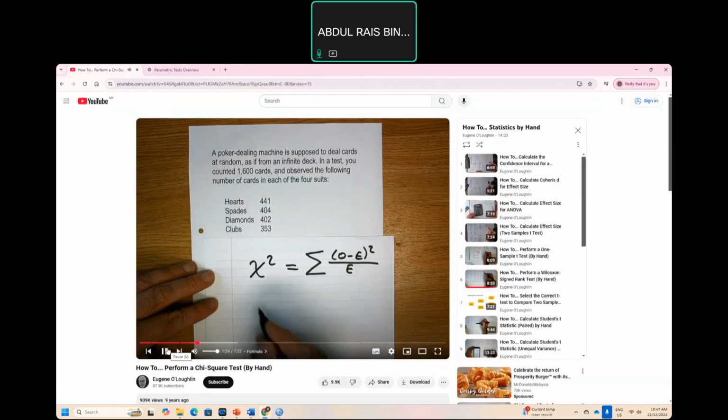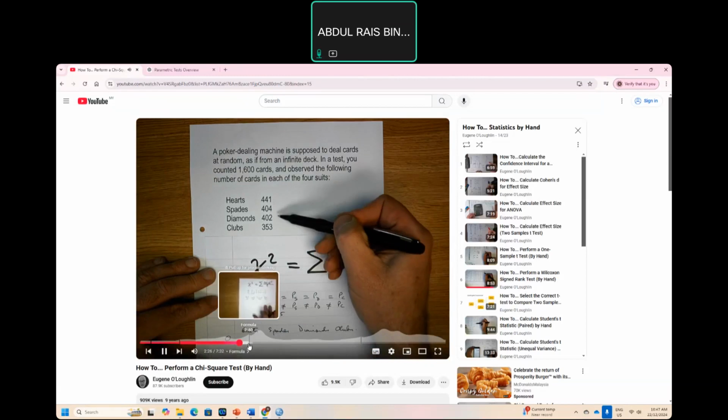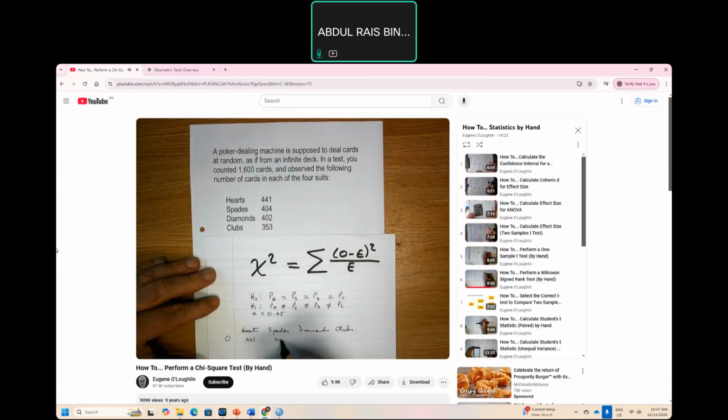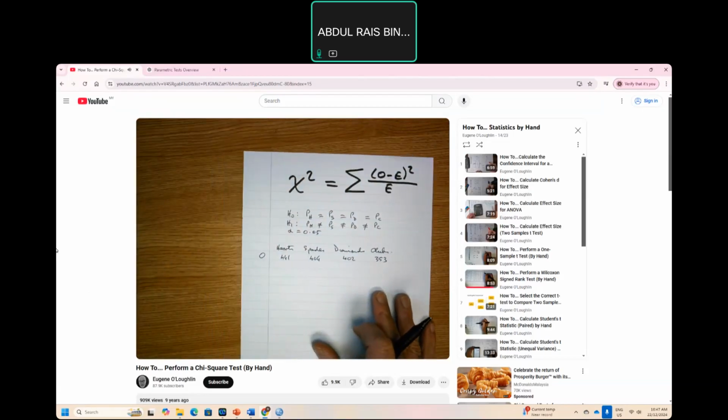So before we start, let's outline our null and alternate hypothesis. So just putting in the not equals to sign. And my observed values are simply the four values that I have up here. So I'm going to put in 441 hearts, 404 spades, 402 diamonds, and 353 clubs. So I can take away my question there now, give myself a bit of space.